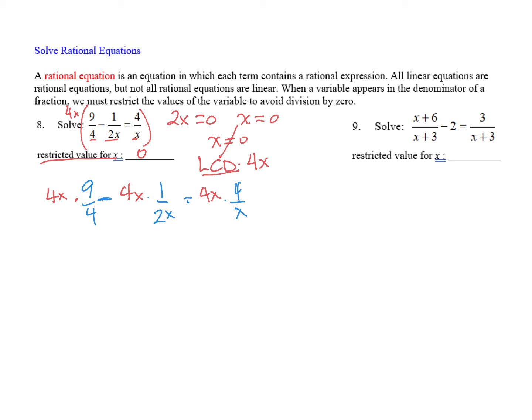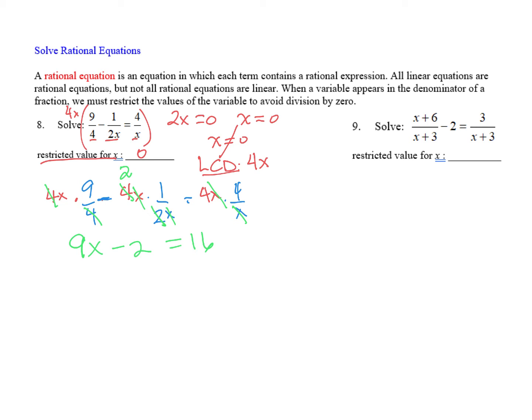Now look what happens. When I multiply 4x times 9 over 4, my 4's are going to cancel out, leaving me with no denominator, and that's going to leave me with 9x as the term. In the second one, when I do 4x times 1 over 2x, 2 goes into 4, leaving me with a 2, but the x's divide out completely. They divide to 1. So that leaves me with 2 times 1 is 2. Equals, here the x's cancel completely out, leaving me with 4 times 4, which is 16.